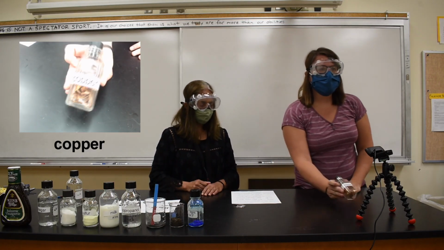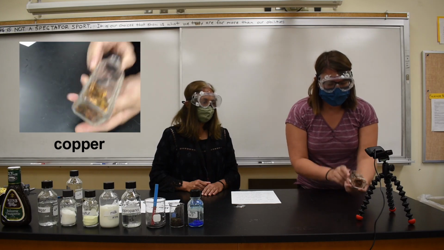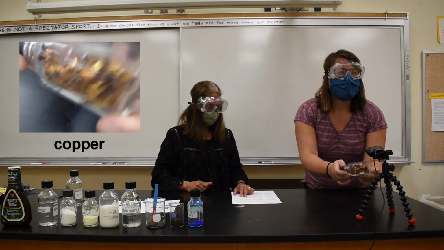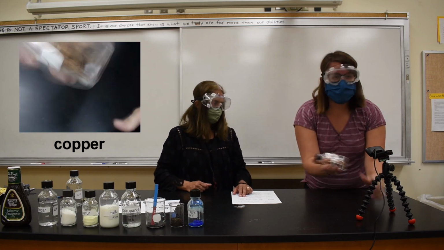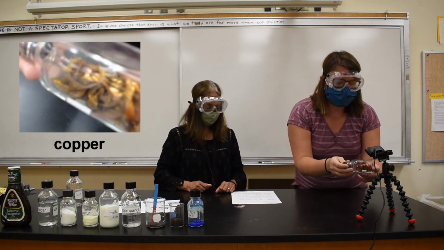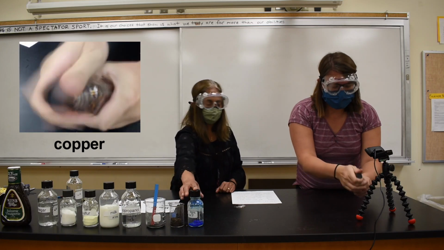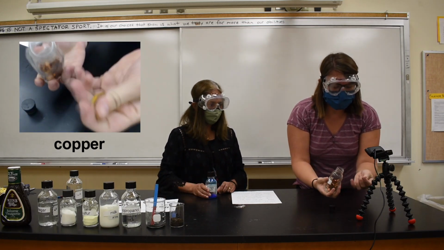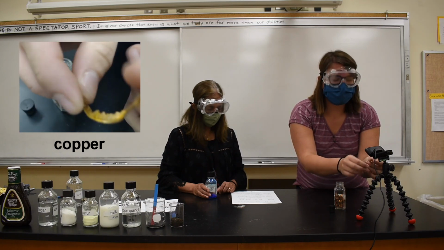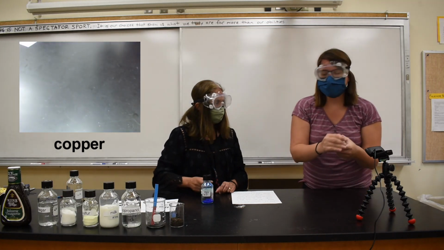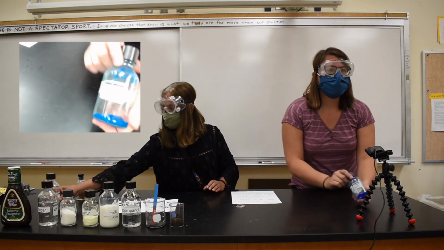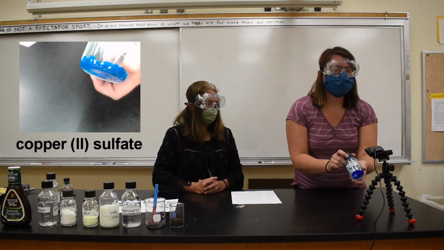Our next substance is copper. So this bit of copper is in some small pieces. It's a brownish color, like a penny. It makes a noise when you shake it up in the container. I'll take it out and give you a little bit more of a close-up of some of the pieces. So there's a dull side and a shiny side. Kind of looks like a penny. Copper.